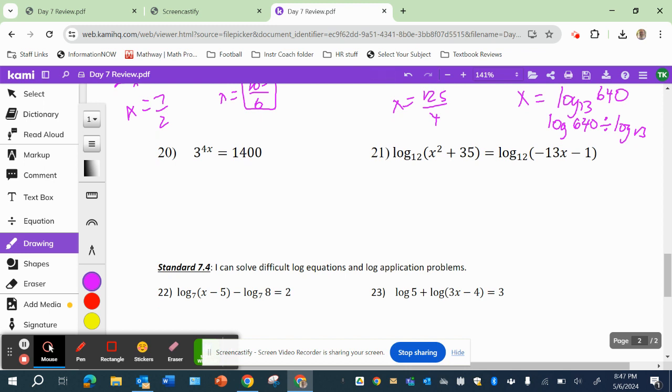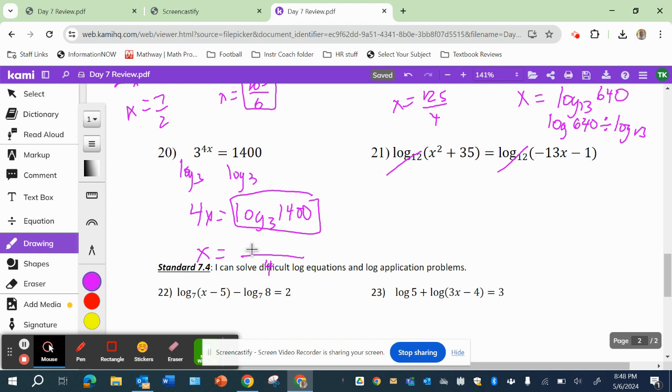20 log base 3. So you get 4x equals log base 3 of 1400. Use your change of base formula in your calculator to change that to a decimal. And whatever you get, you're going to divide it by 4. So again, log button of 1400 divided by log button of 3. Those can go away.